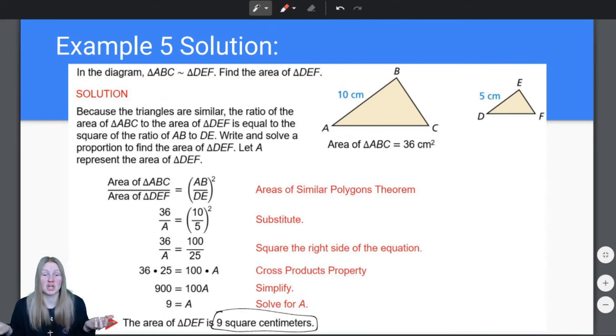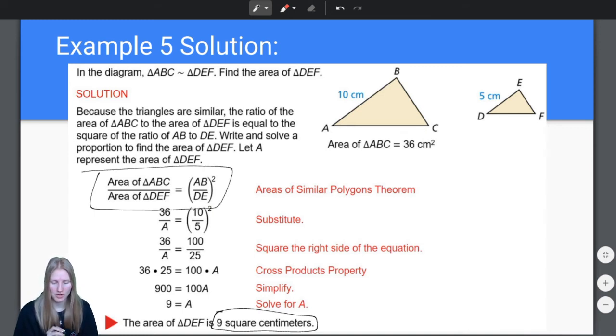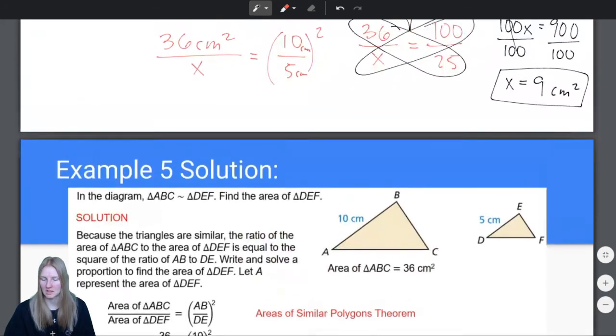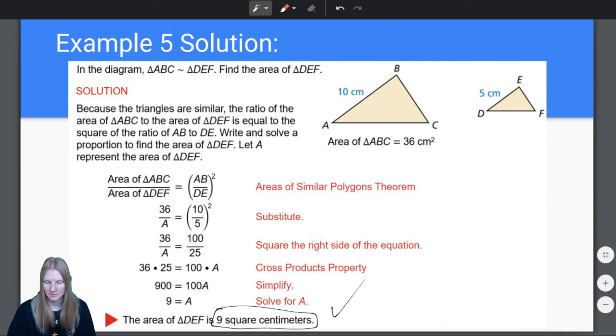This is why it's good to check your answer, because I knew we did everything right, but 9 just seemed like a small number. But we did everything right. We set up the same proportion that they did, substituted the numbers in, and then we squared. 10 squared is 100, 5 squared is 25. We cross-multiplied. 900 equals 100. We used x instead of a, but that's okay. And yeah, the area of triangle DEF is 9 square centimeters, which is what we got. So, yay!